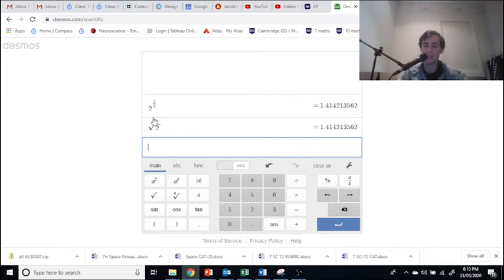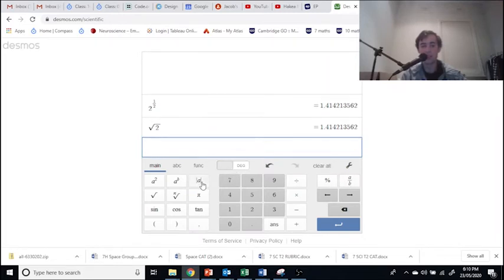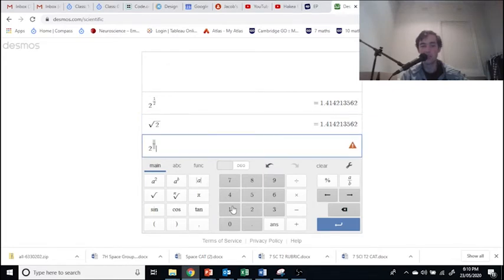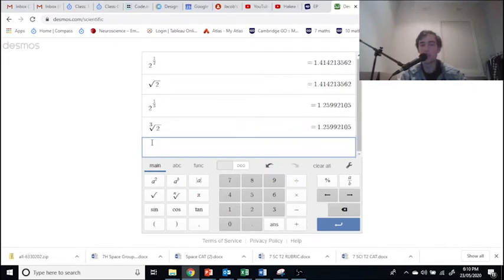The reason it's a square root is because this number on the bottom is a 2. If I did 2 to the power of a third, and I did the cube root of 2, you'll also see that they're the same number.